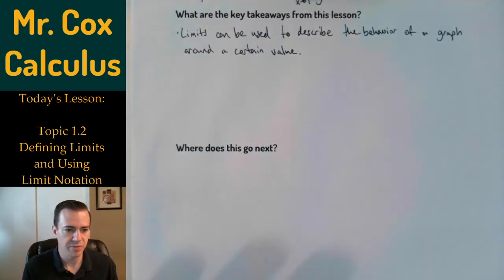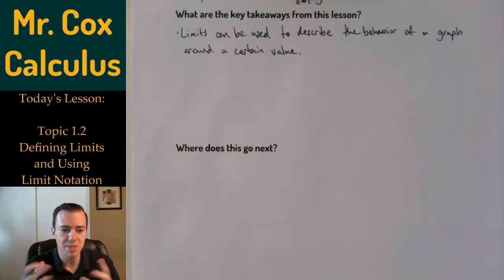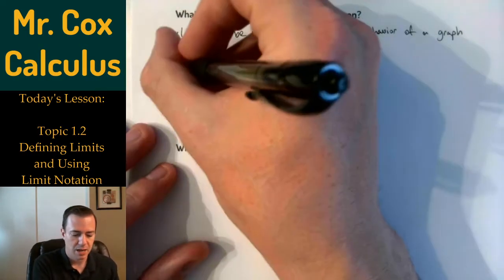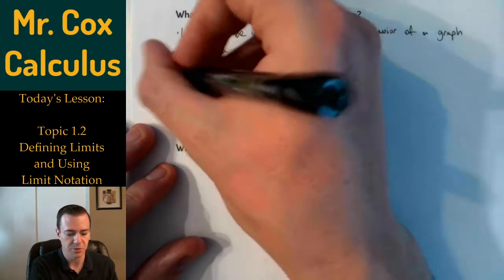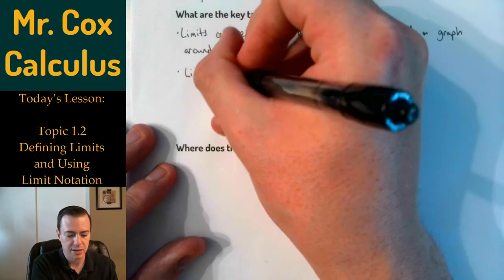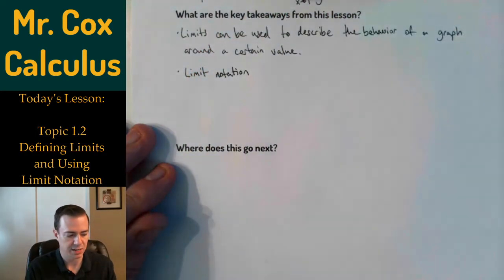And we saw that can be very helpful with some functions where maybe the value we're looking at is undefined or is defined somewhere else, but we can still say some things about the behavior of the function as we approach a certain value. And we'll continue to explore this in future lessons. The main takeaway today, though, is to understand how limit notation works and is read.